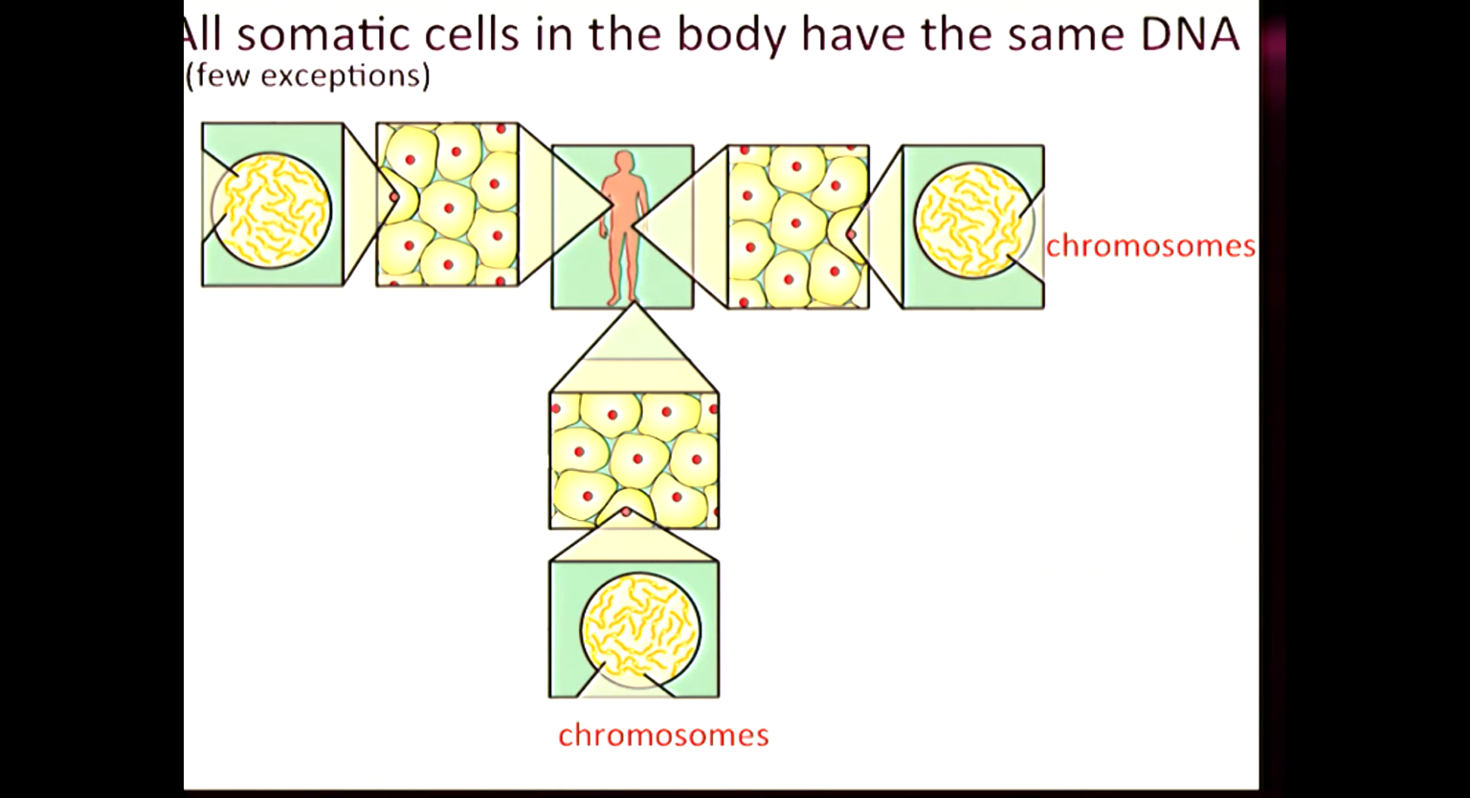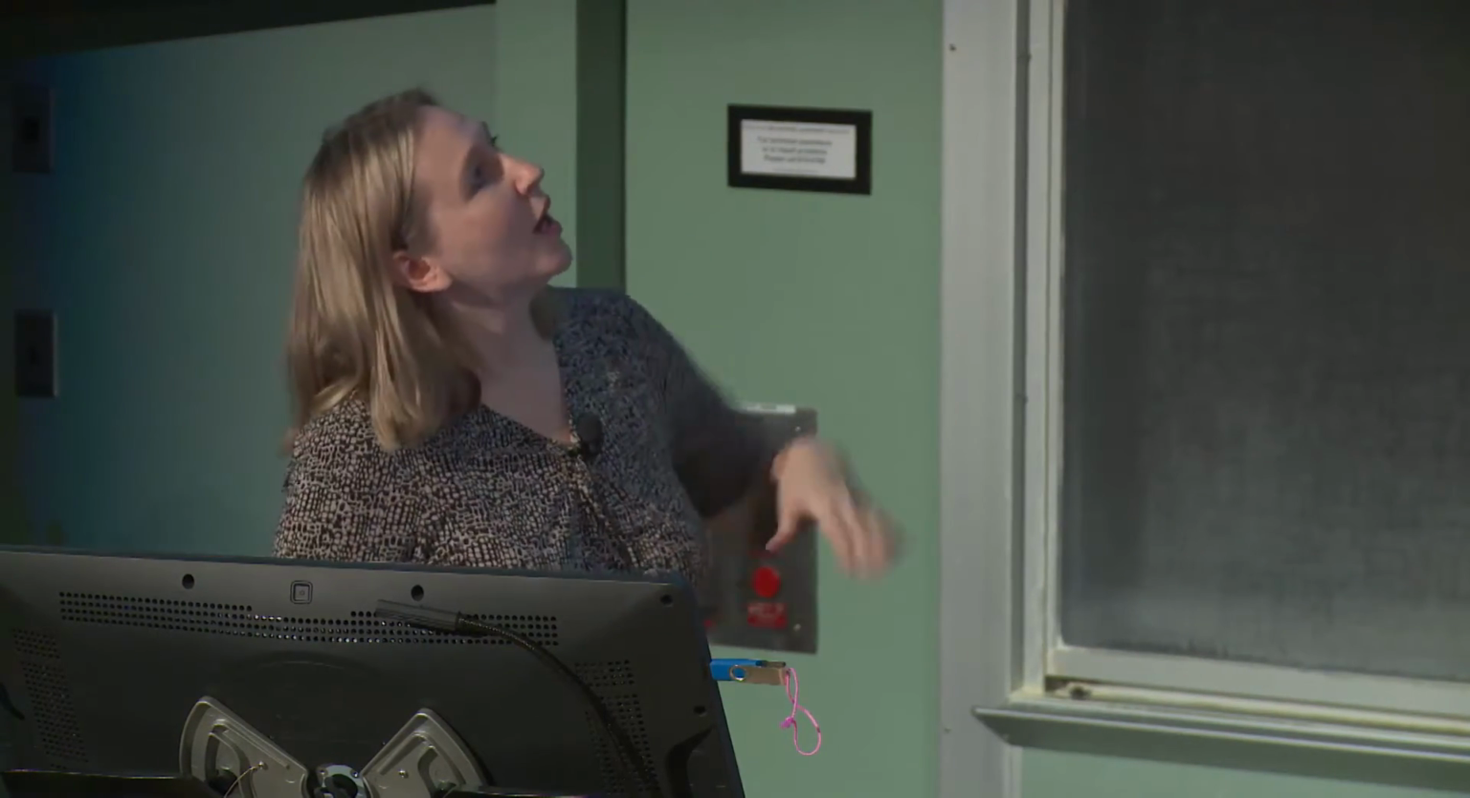Maybe I'll give you one little tangent and say sometimes those mutations that arise along the way during growth and development give rise to things like cancer. So cancer is actually sort of an evolutionary process too. Okay, so we have a body that's filled with cells that all have the same DNA.